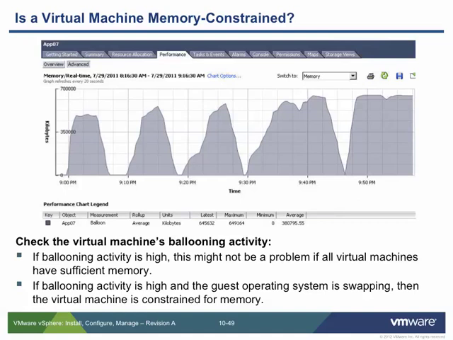So as long as the virtual machines themselves still have enough memory to continue operating, and they themselves are not swapping, and the ESXi host is not swapping, then everything is running fairly normal and according to plan. Now, on the other hand, if ballooning activity was high and the guest operating system was swapping to its local page file, then that virtual machine is definitely constrained for memory.